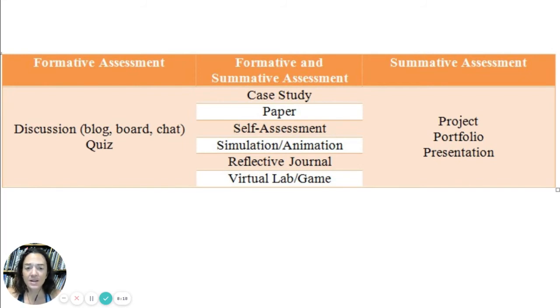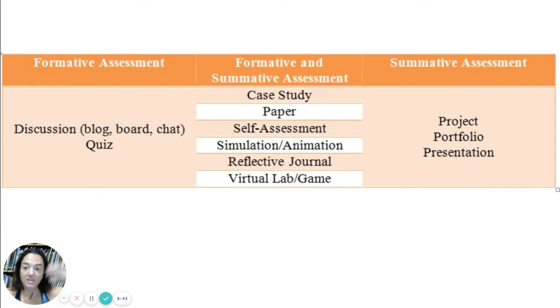And then I want to point out that it's not like there are two columns and these things never intersect. Formative assessment and summative assessment overlap in lots of different ways. So something like a reflective journal, right? A reflection essay on a final project. Case studies, things like this. There are plenty of ways where these things are going to have elements of both.